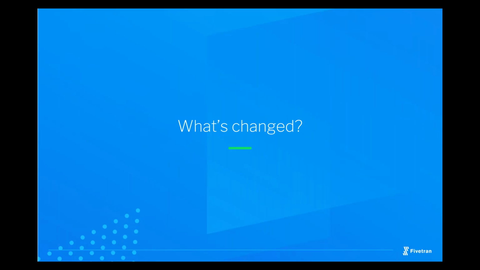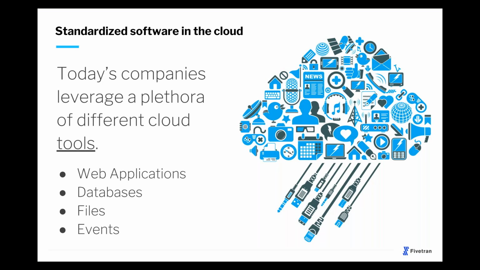So things have changed. The cloud has fundamentally changed a bunch of things. So the first is that all software, or most software, is now standardized in the cloud. People are adopting Salesforce en masse or Zendesk for support. And the benefit of that is you now have a single data model across there, or at least very similar data models. And you don't have to reinvent the wheel every time you're dealing with these different pieces of software.